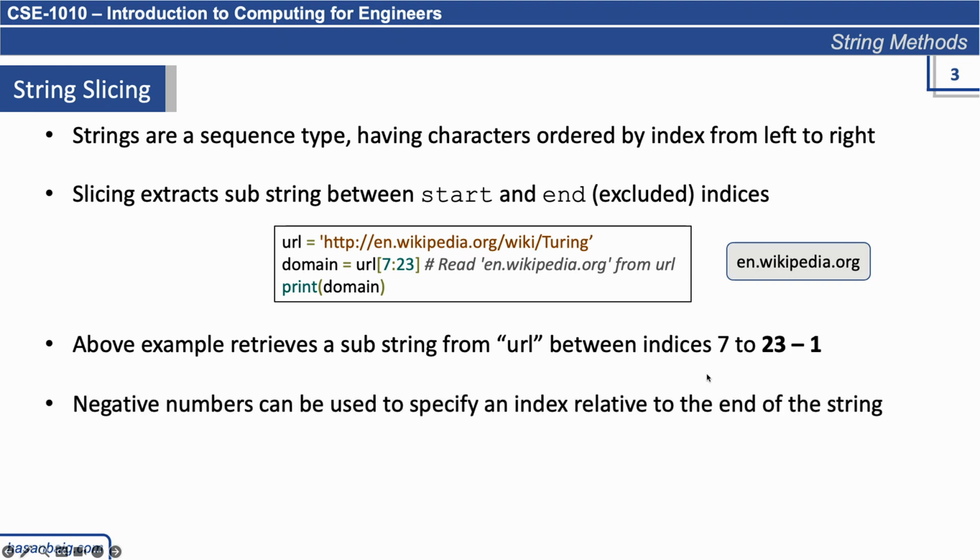Negative numbers can also be used to specify an index relative to the end of the string. Again, in a similar way as we have discussed in list. So -1 corresponds to the last element in list, and -1 corresponds to the last character in the string. -2 corresponds to the second last character. So when you run this operation, 0:-2, -2 being the second last character will not be included in the output. Everything starting from 0 to -3 will be extracted.